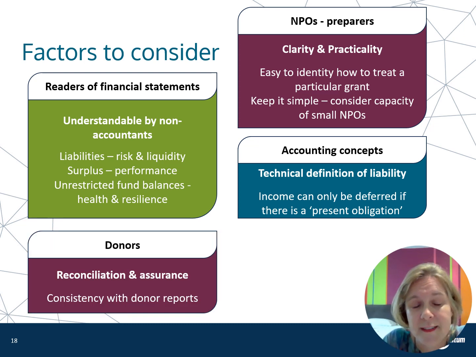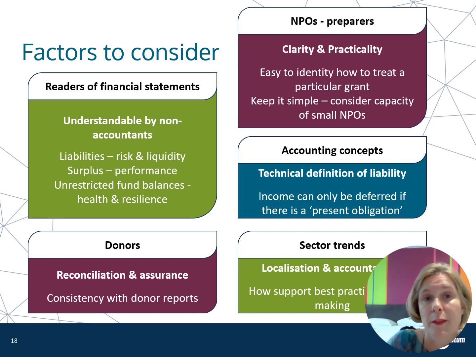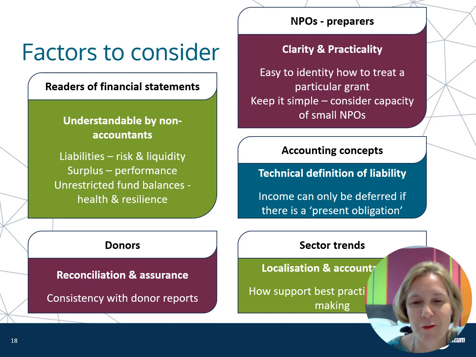Donors are an important factor to consider. They're keen to have reconciliation and assurance, and where possible consistency with the donor reports. That's their sort of primary concern from what we've heard. And finally, sector trends. I'm sure you've probably been hearing about conversations about localization and accountability as hot topics in the sector at the moment. How can we best support best practice in grant making with our proposals? We don't want to be stuck in the past. We want to be future friendly with whatever proposals we come up with. So those just give you a flavour of some of the factors that we have to feed in as we're thinking about what to put into INPAG.